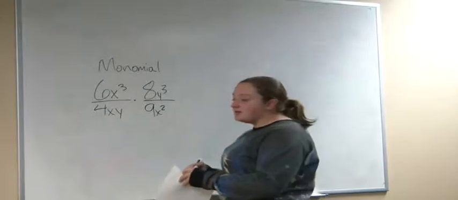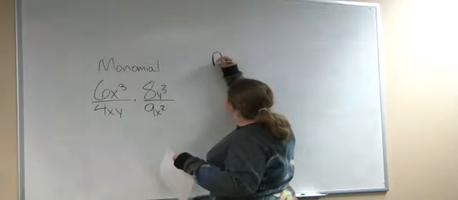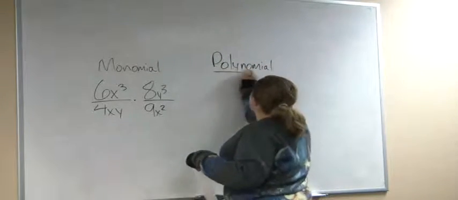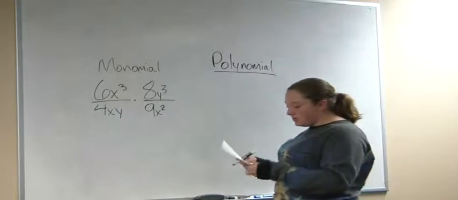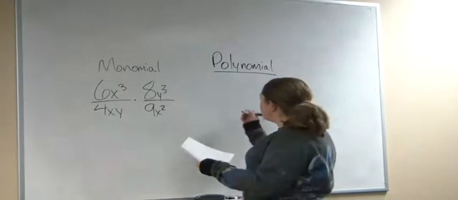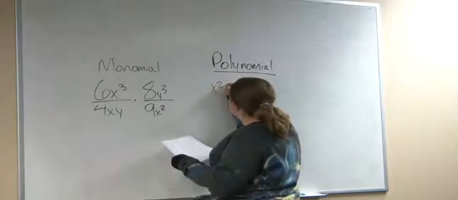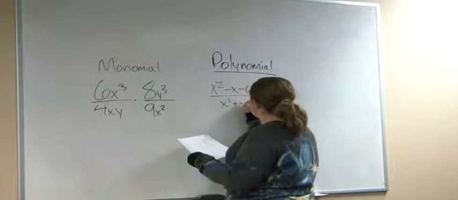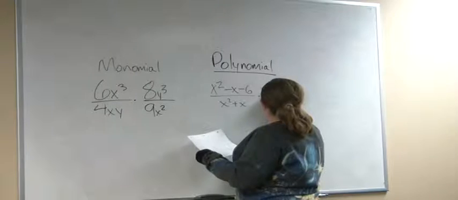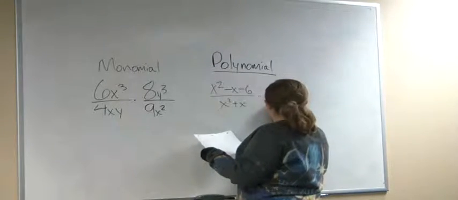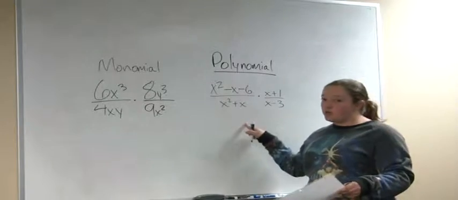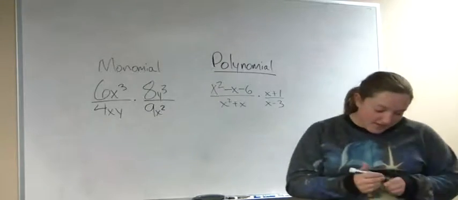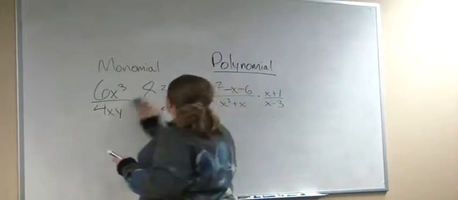Now, the next kind is called a polynomial. And a polynomial is something that does have addition and subtraction signs. So, for instance, this is a polynomial. So we have monomials and polynomials, the two different kinds of equations that we're going to be working with today. So I'm going to start with monomials.